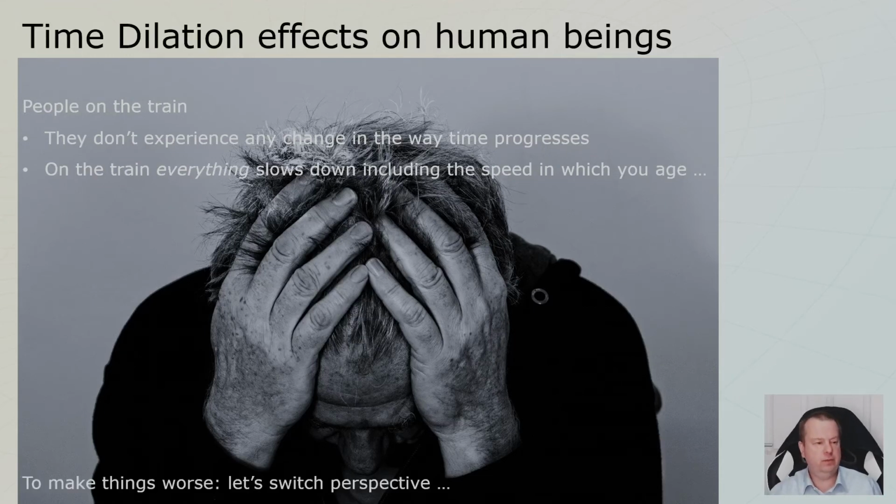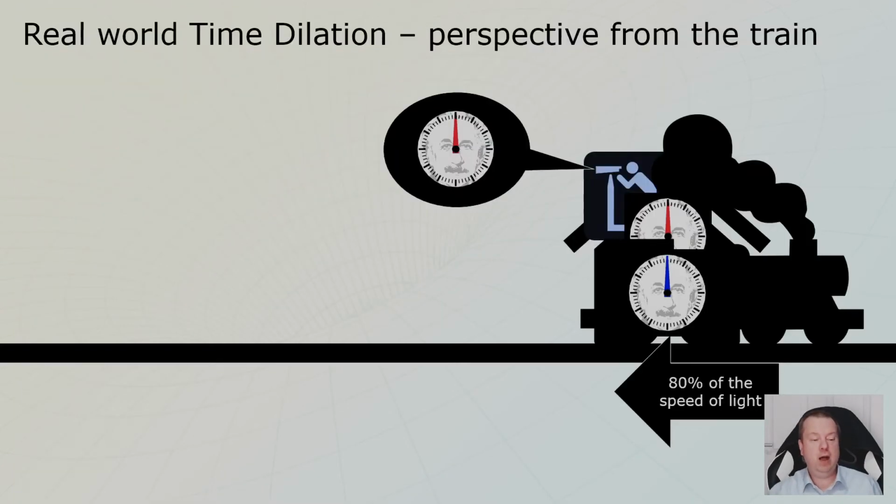Let's switch the perspective around to make this story even more crazy. Now we are going to watch how the world looks from the perspective of the train. The train says, I'm not moving at 80% of the speed of light. I'm not moving at all. I did see a house flying by at 80% of the speed of light, and it had a red clock, and I'm watching that red clock in my telescope.